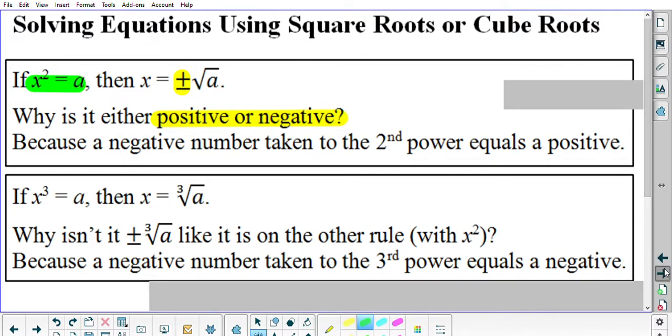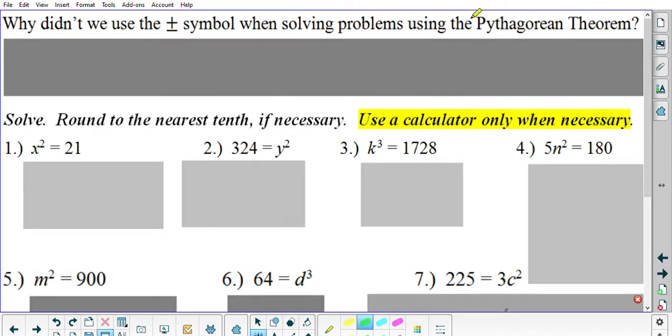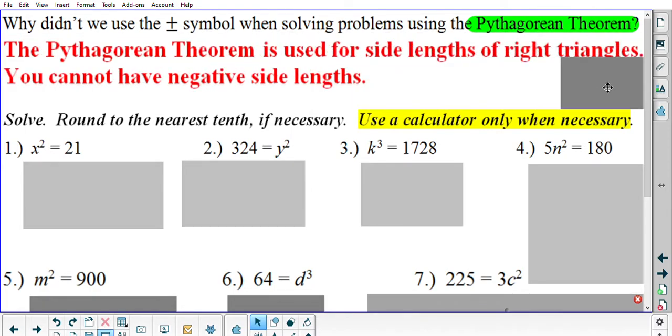Why didn't we? Well, do you remember what the Pythagorean theorem was actually used for? It was used for finding the measure of a side of a right triangle. Can right triangles have sides that are negatives? No. That's why we didn't use the positive or negative symbol when we did Pythagorean theorem problems. That's the only reason why, because you can't have negative side lengths. So keep that in mind.